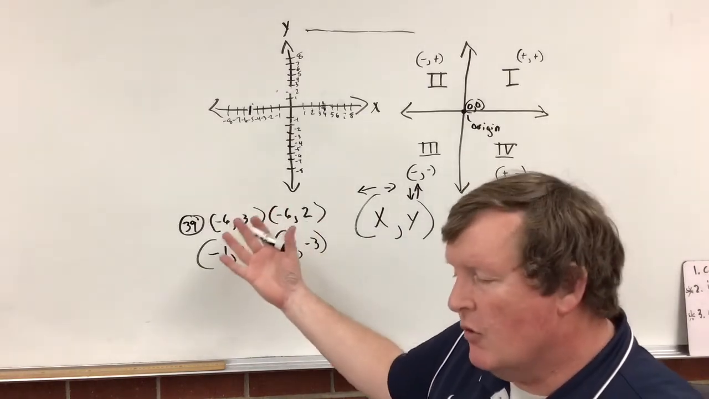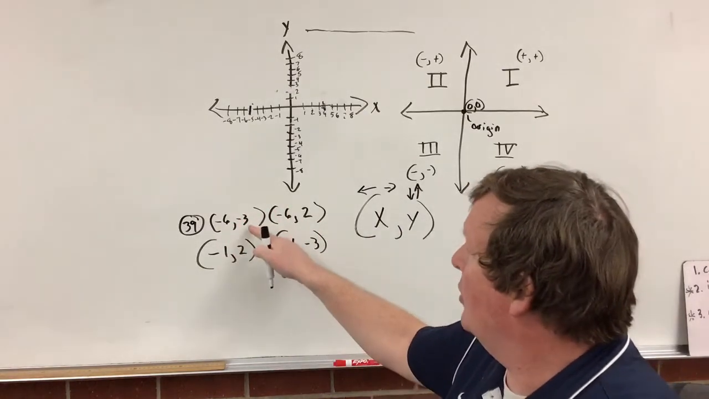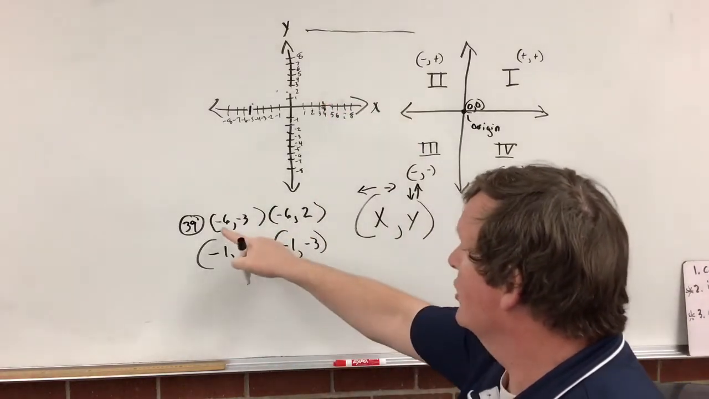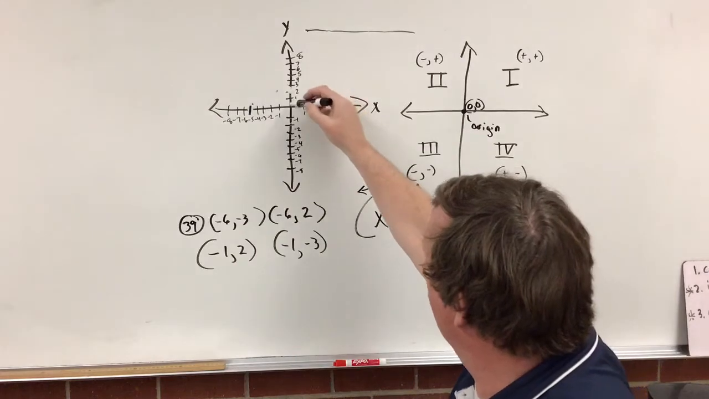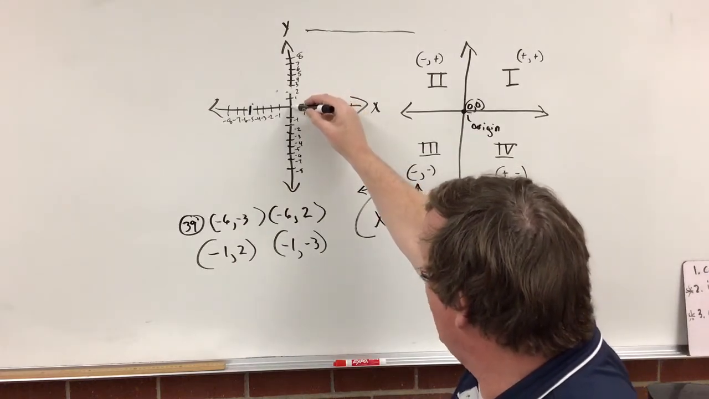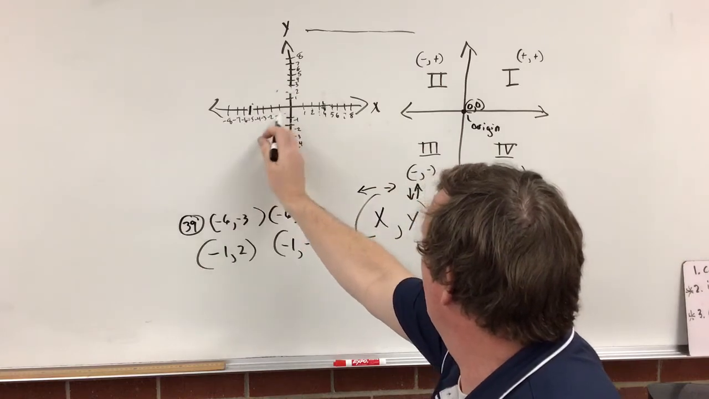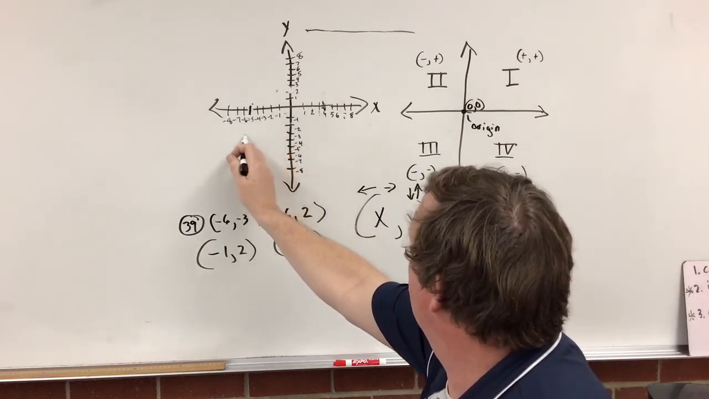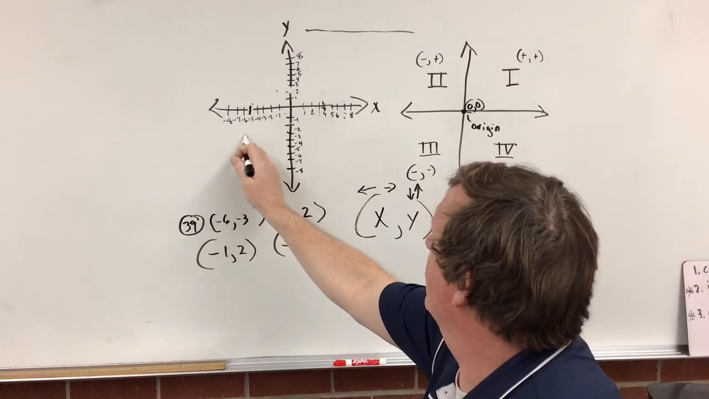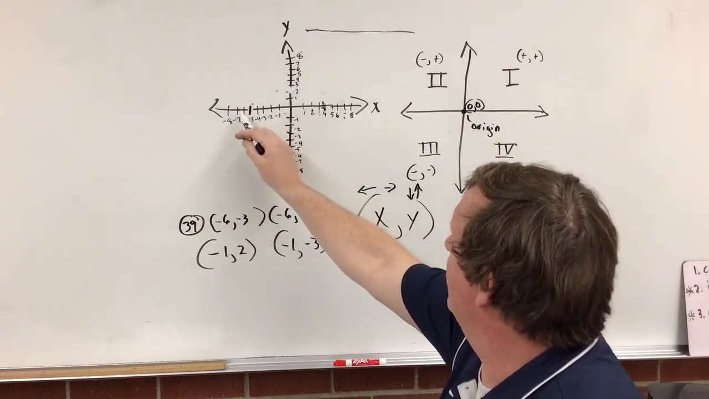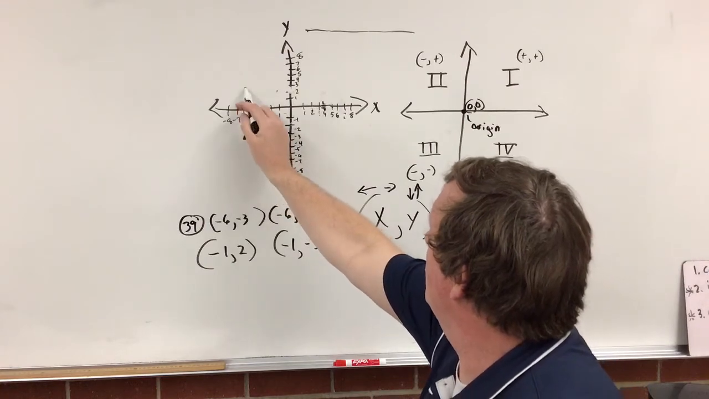So what you have to do first is put the dots on your grid, on your graph. Okay, so let's go where -6, -3 is. First number, left or right? To the left, -6, and then down -3. 1, 2, 3. There's my first point. Then it says, let's do -6 again, and then go up 2.